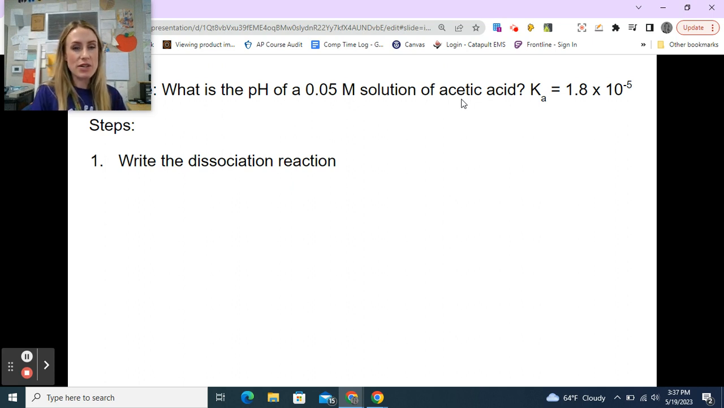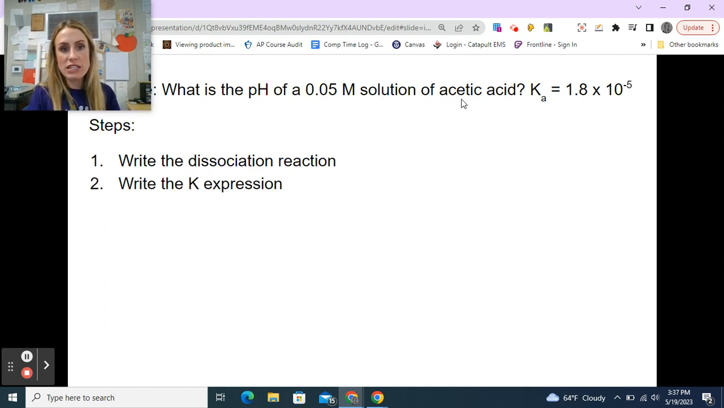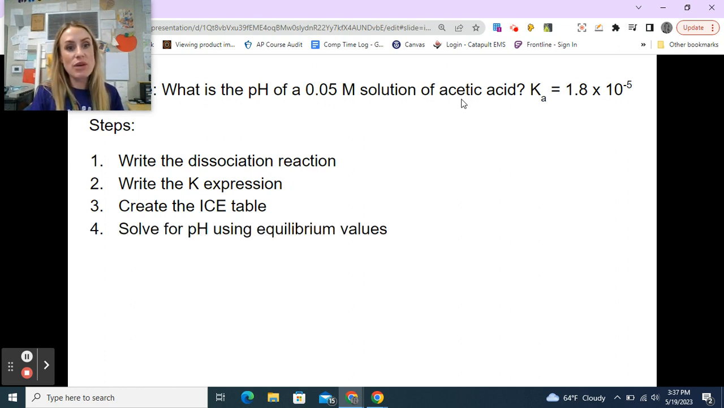And when I'm talking about a dissociation reaction, it is either this acid or base put into water. All right. So we write that reaction, and then we're going to write the K expression. We are going to create an ice table because remember, this is equilibrium. So we are creating more ice tables this unit. And then we are going to solve for pH or pOH, whatever we're being asked for using equilibrium values. We usually want pH because usually pH is the thing that we're measuring acidity with.